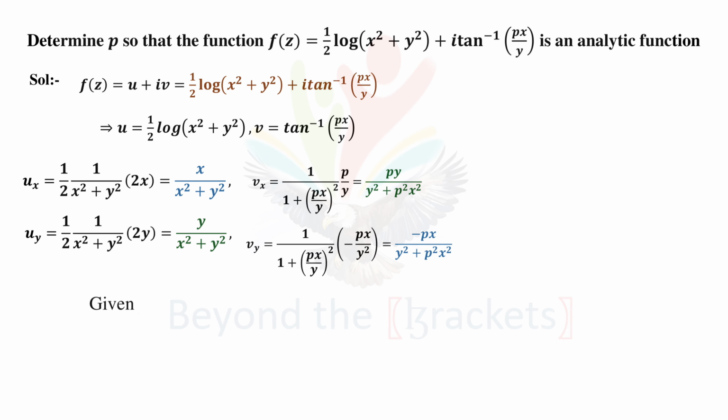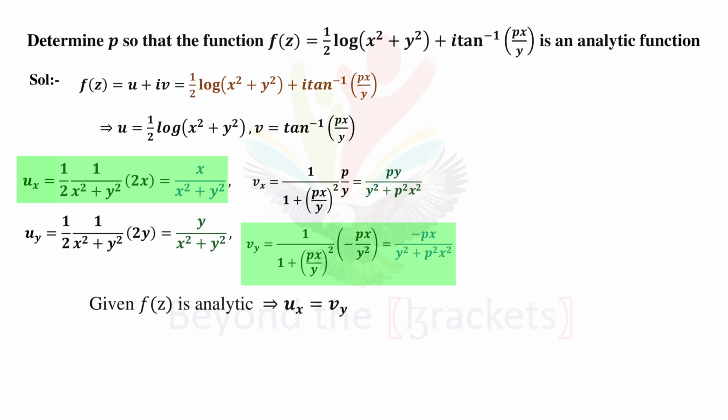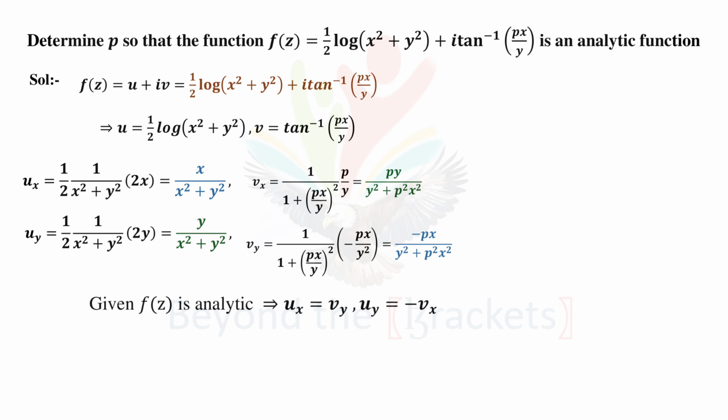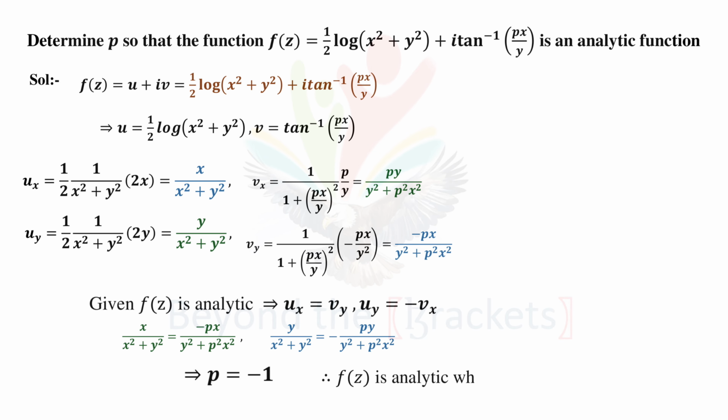Since f(z) is analytic, equating the CR equations, ux will be equal to vy and uy will be equal to -vx. These equations are satisfied only if p = -1. Therefore, f(z) is analytic when p = -1.